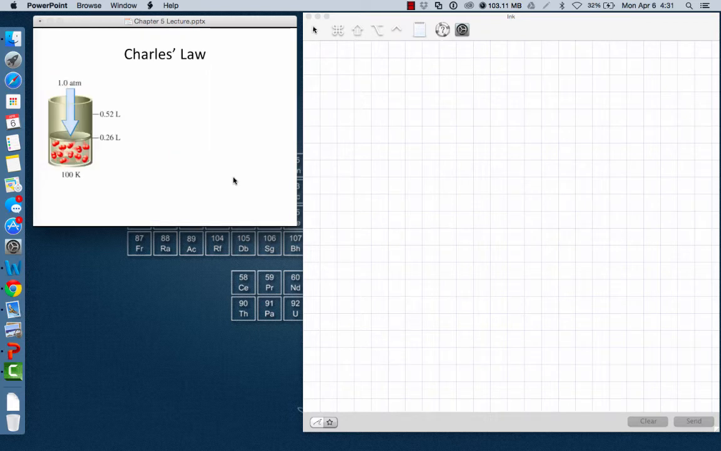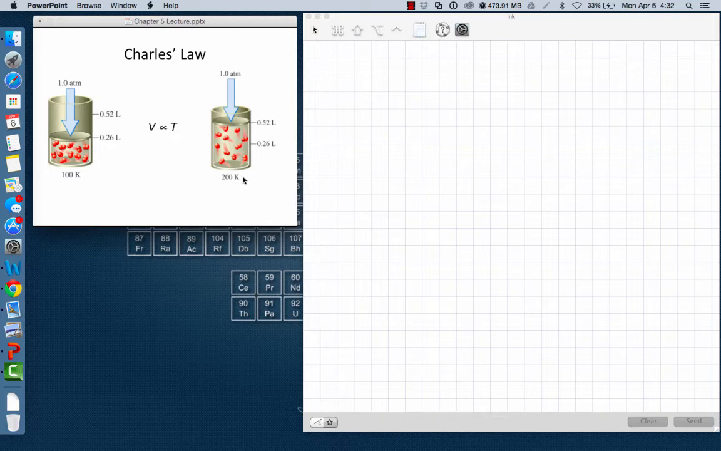So if we look at Charles's law in these little pictures, we have 100 K, which is Kelvin, 100 Kelvin, and we have 1 ATM, and we have 0.26 liters. So if we double the temperature to 200 K and we leave it at 1 ATM, we are now increasing the volume, right? So the volume is expanding to 0.52 liters to keep it at the same pressure. Because if we didn't keep it at the same pressure and we just kept it the same volume, then we would have a much different thing happening. With the temperature going way up, our pressure would go way up too.